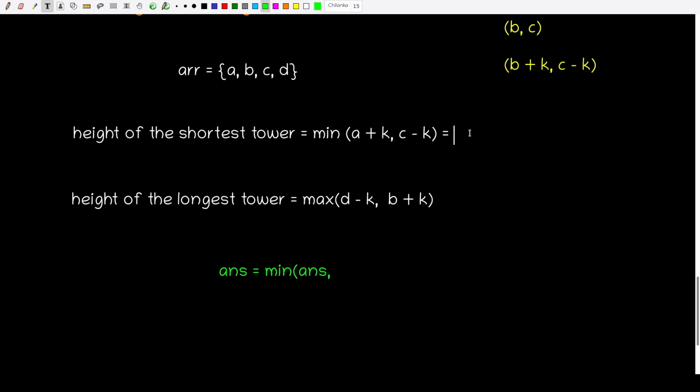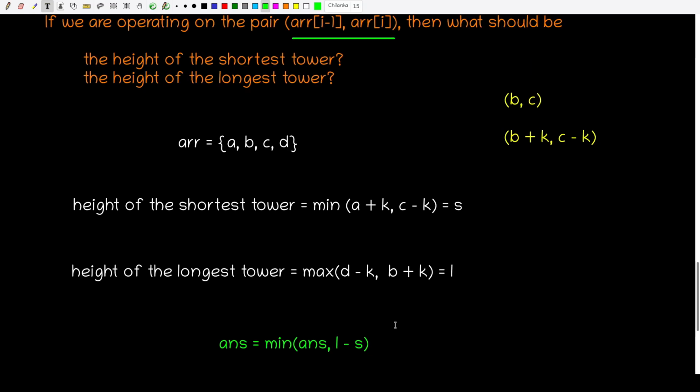So let us say the shortest is given by S and the longest is given by L. So in order to compute our answer, all we have to do is compute the minimum of answer comma L minus S. So whatever is the minimum between these two will be our answer. So that's the discussion of the solution, folks.